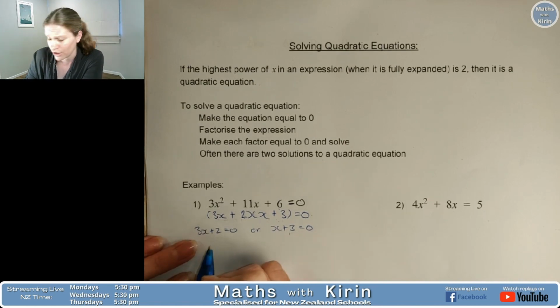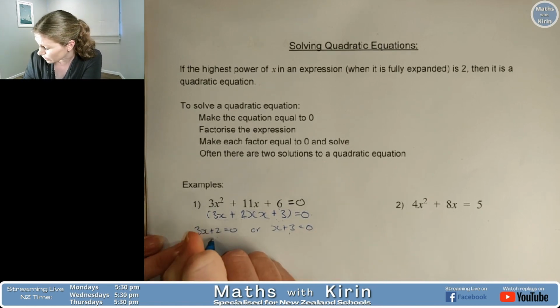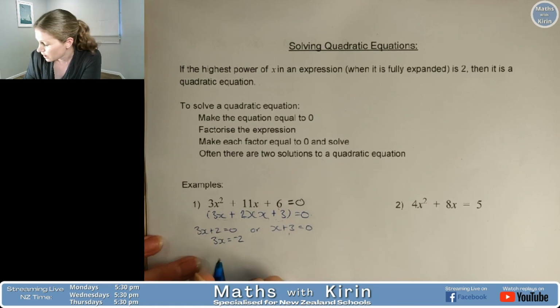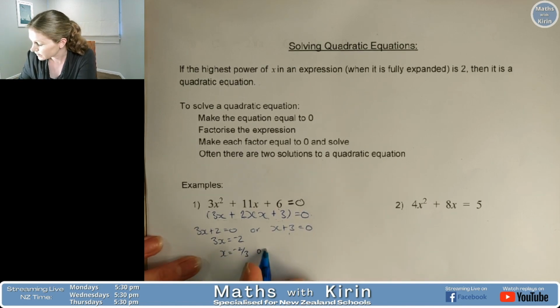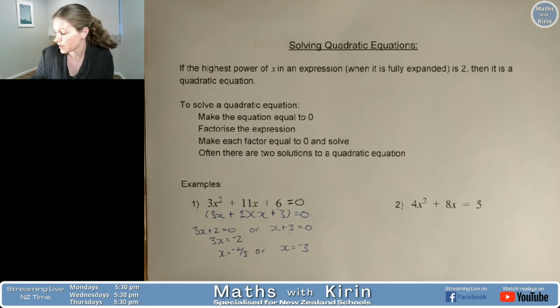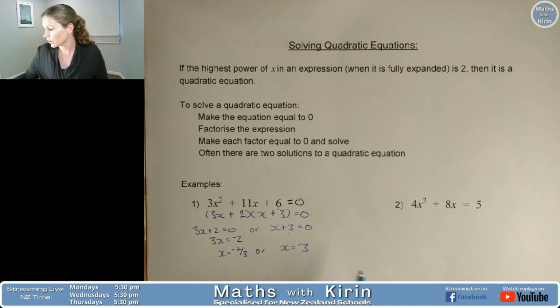So solving this, we've now got a linear equation. We know how to solve those from our last lesson. So 3x would be negative 2, so x would be negative 2 over 3. Or in this case, x would be negative 3. So there are our two solutions: x is negative 2/3 or x is negative 3. Okay.